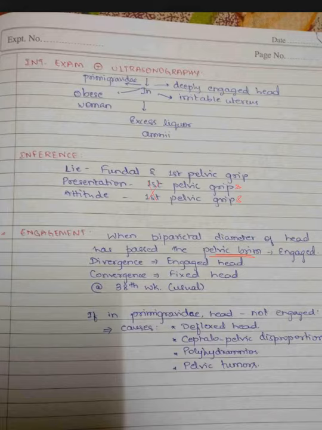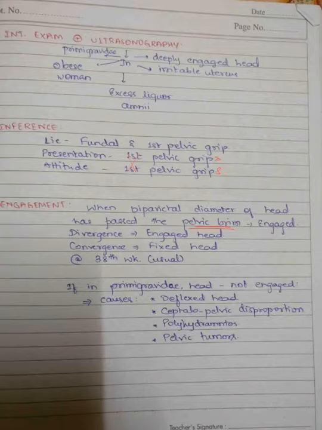Remember that engagement happens not earlier, but only at the 38th week, that is at term pregnancy, or during the labor. Remember that engagement is a part of the labor, so it should happen during labor or term pregnancy only, and not before that. You can even confirm an engaged head by feeling for the sincipital as well as the occipital poles. If these are not felt, then the head must be engaged.